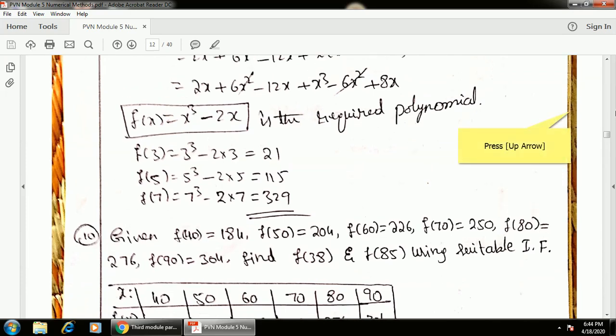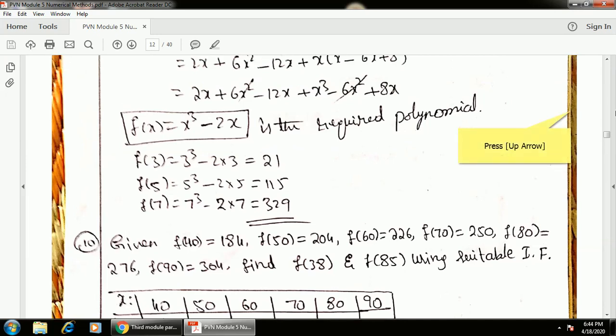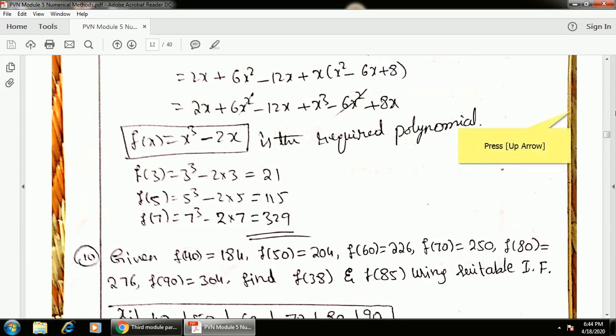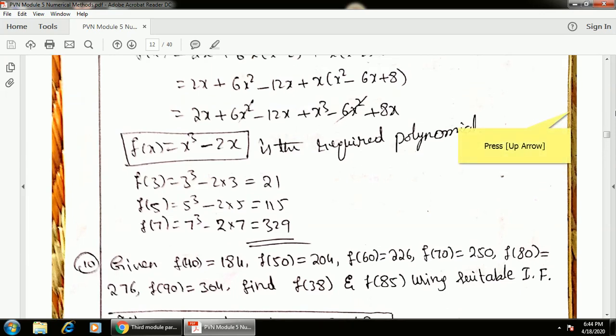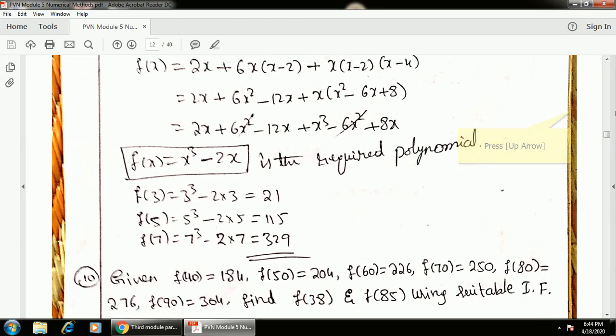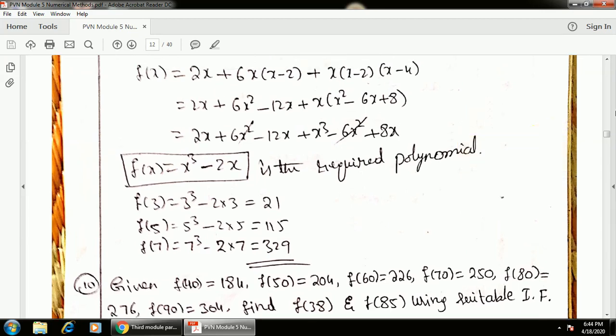Finally, f of x is equal to x cube minus 2x.